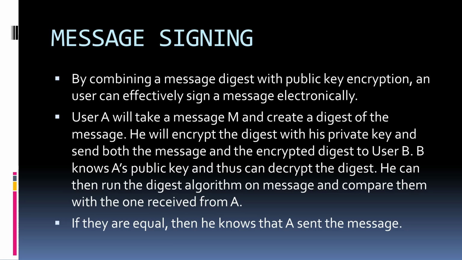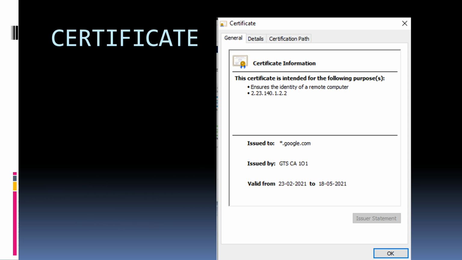By combining a message digest with public key encryption, a user can effectively sign a message electronically. Imagine user A will take a message M and create a digest of the message. He will encrypt the digest with his private key and send both the message and the encrypted digest to user B. B knows A's public key and thus can decrypt the digest. He can then run the digest algorithm on the message and compare the result with the one received from A. If they are equal, then he knows that A sent the message.